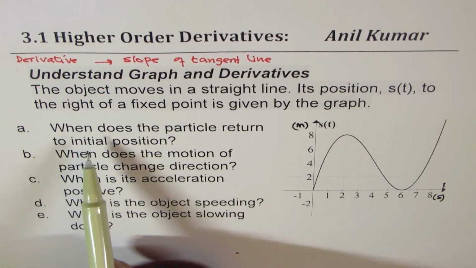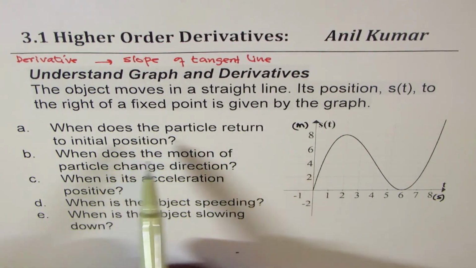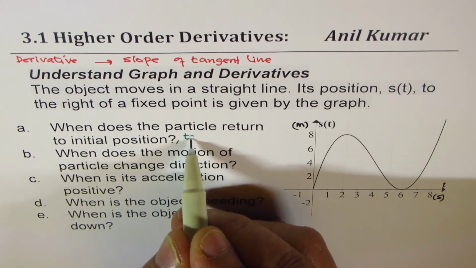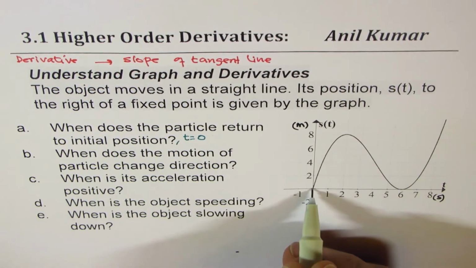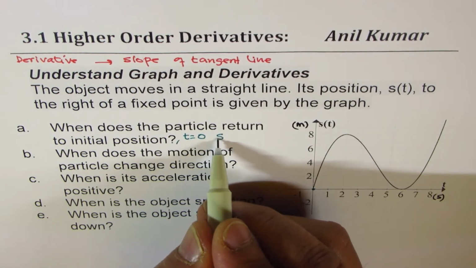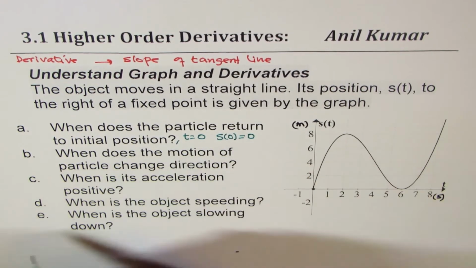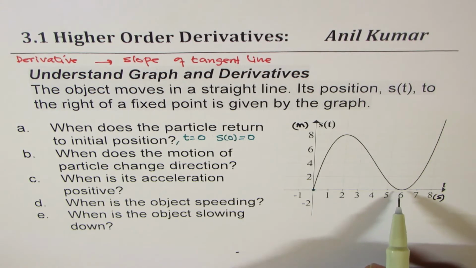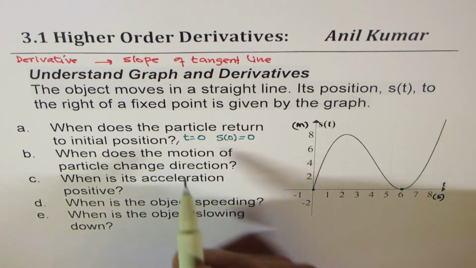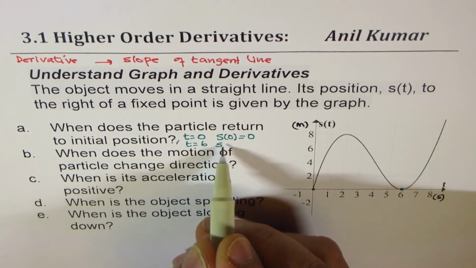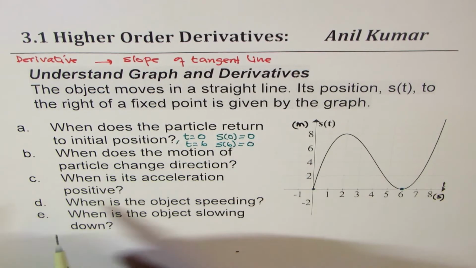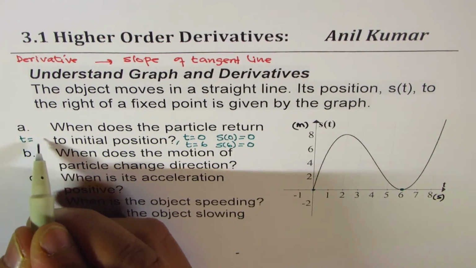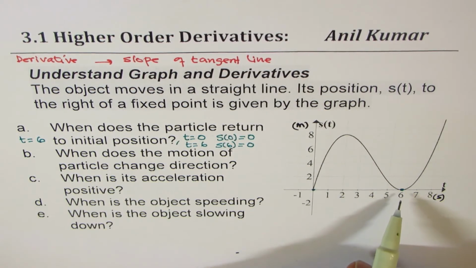The very first question here is, when does the particle return to initial position? Now initial position means at t equals 0, what was the position? So at t equals 0, the position is 0. So we can say that s of 0 is 0. Now looking at the graph, when does it become 0 next time? So we can see from the graph that at t equals 6, s of 6 is also 0. That means that the particle returns to initial position at t equals 6, correct? So that is how you can read it from the graph straight away.